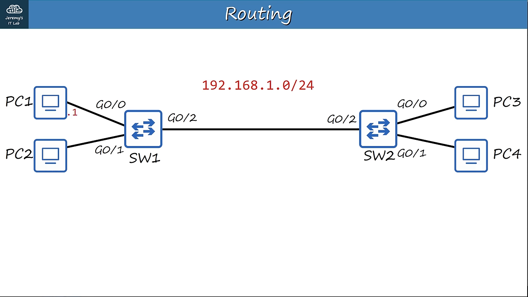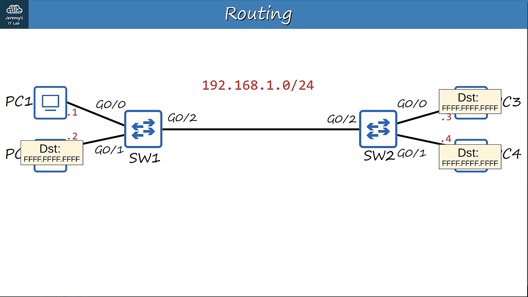PC1's IP address is 192.168.1.1. PC2's IP address is 192.168.1.2. PC3's IP address is 192.168.1.3. And PC4's IP address is 192.168.1.4. If PC1 sends a broadcast frame with a destination MAC address of all Fs, after switch 1 receives the frame, it will broadcast it out all of its interfaces except the one it was received on. So that means G01 and G02. Switch 2 will then do the same with the frame, broadcasting it out of all of its interfaces except the one it was received on. So that means G00 and G01. As you can see, all other PCs in the network have received the frame.